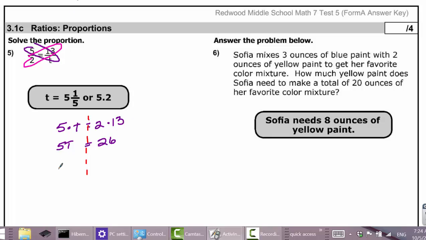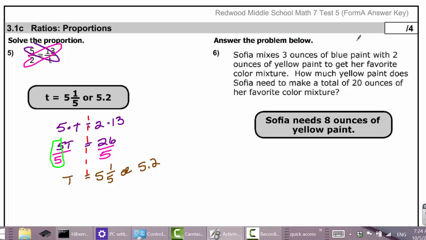That's step 1. Step 2 is to divide. And we divide by this coefficient, by the 5, because that gives us a big 1. 5 divided by 5 is 1, times t is t. 26 divided by 5 is either the fraction, 5 1/5, or the decimal, 5.2. Either one of those would be a correct answer. Finally, number 6.